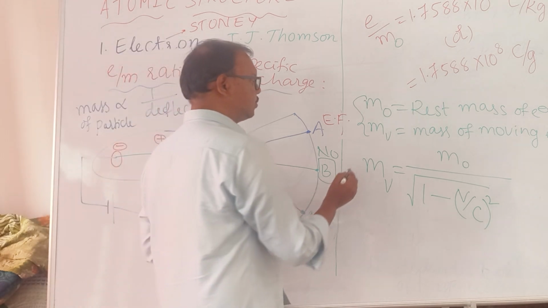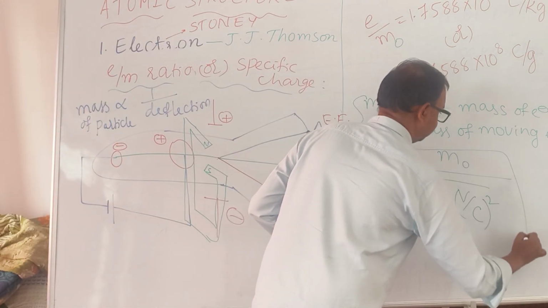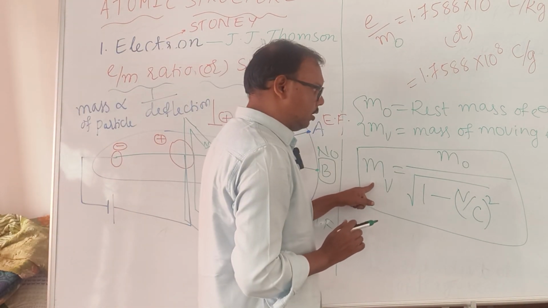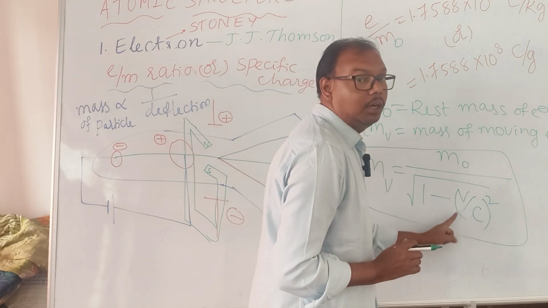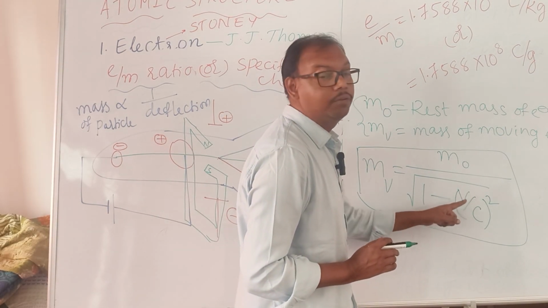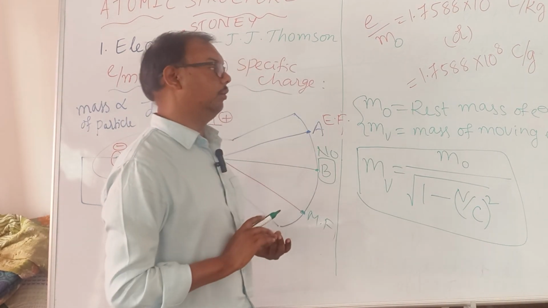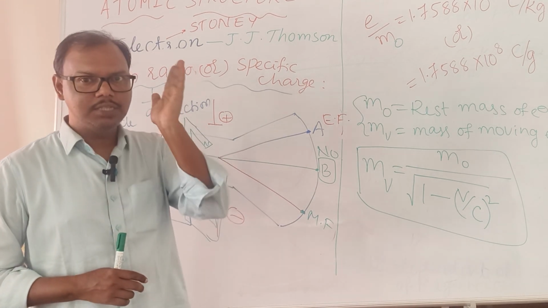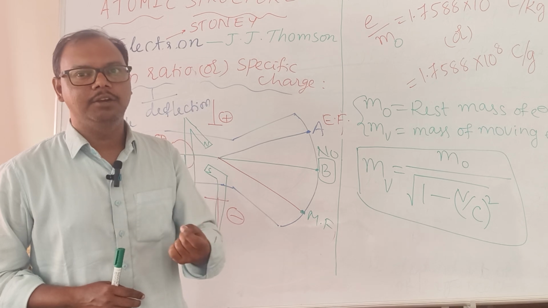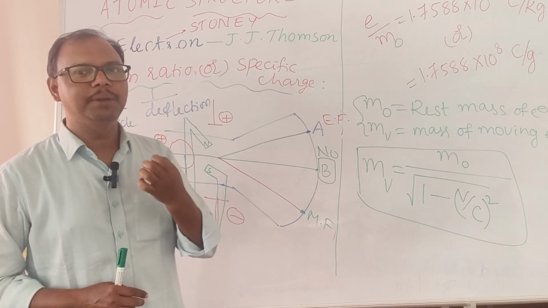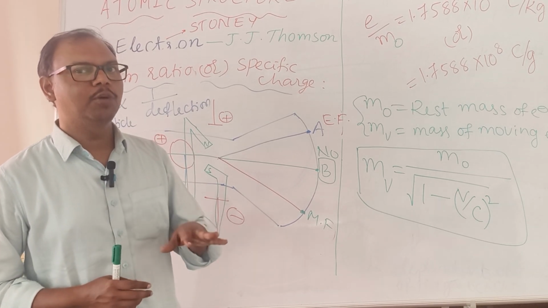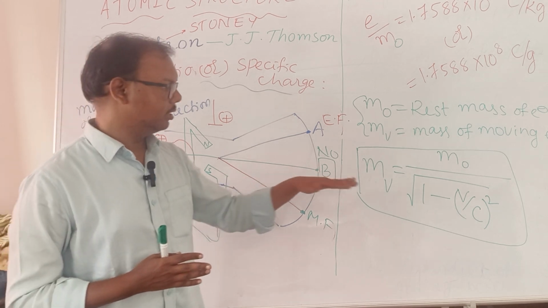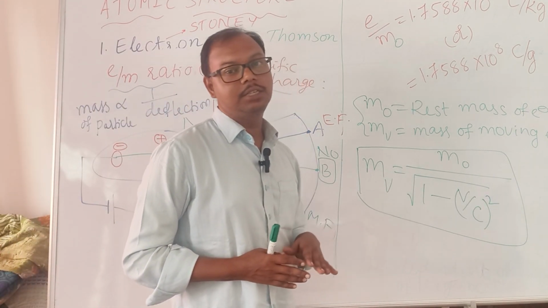Here it indicates what? It is the mass of the moving electron. It depends on the velocity of light. Keep that in mind, all of you. Because it is a very, very tiny particle, you cannot even see it, right? Very micro particle. Electron is a micro particle. That's why it moves with some velocity.